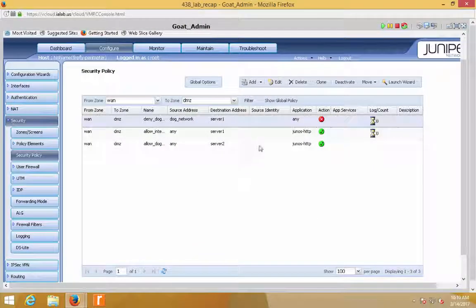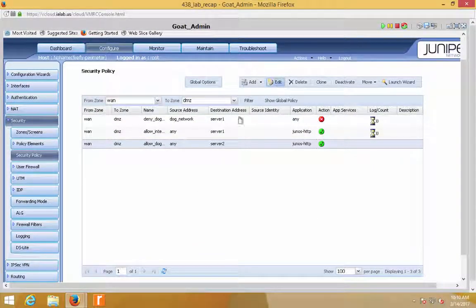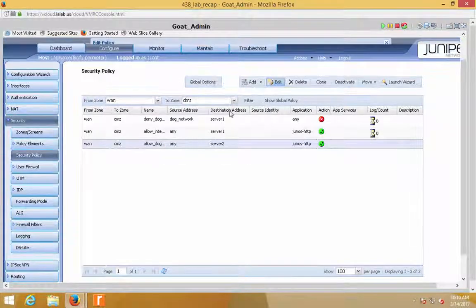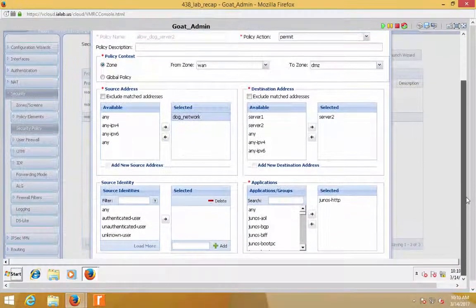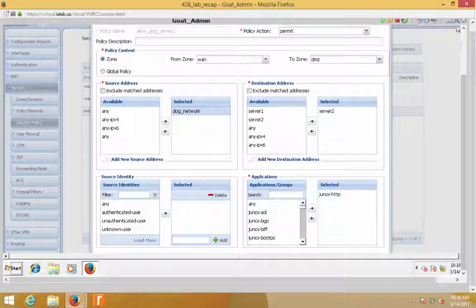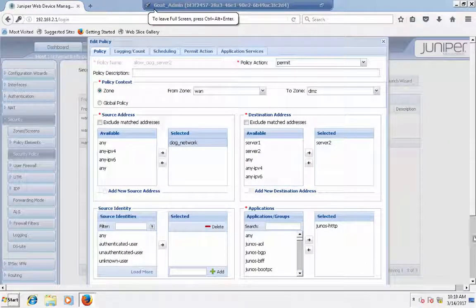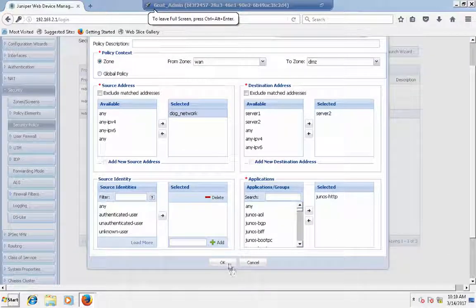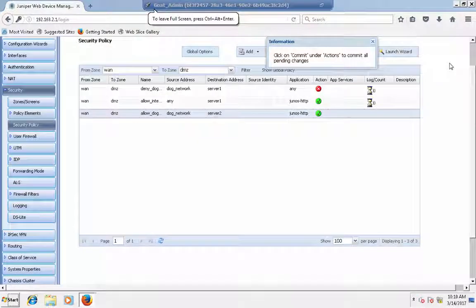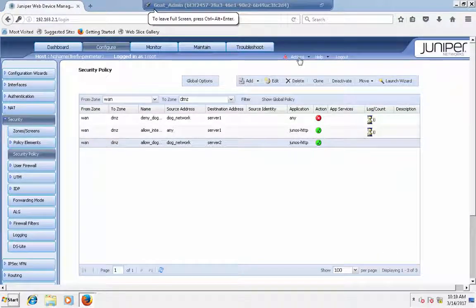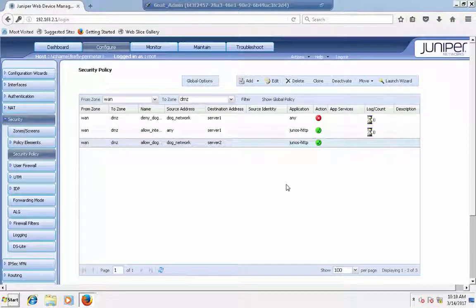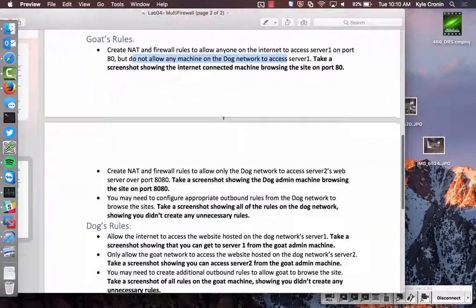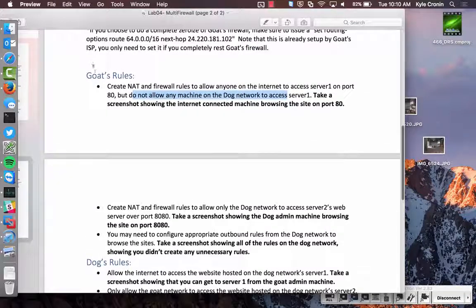So we know that works, so we can come back in here now and switch this rule back around and not be any, and allow the dog network, like so. Scroll bars for days. Let's full screen this. There we go. Is there anything else we need to do for this section?